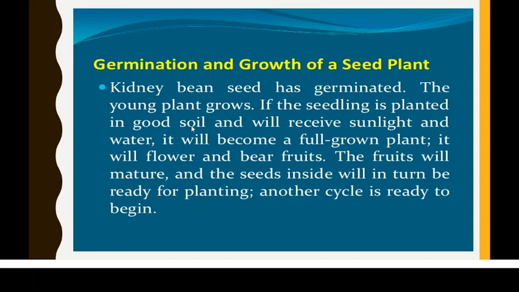So here they have shown the kidney bean germination. The kidney bean seed has to be germinated and then it will change into a young plant. If the seedling is planted in good soil, it will receive sunlight and water, and finally it will become a full grown plant. It will flower and bear fruits, and the fruits will mature and the seeds inside will in turn be ready for planting. So this is another cycle where it is ready to begin.